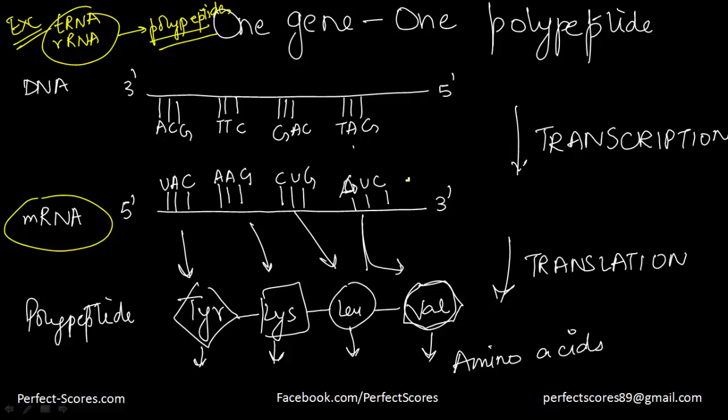And the second exception is that a single gene can sometimes code for multiple polypeptides if splicing occurs. So that is a little detailed concept. So a single gene may code for multiple polypeptides if splicing occurs, which we'll be doing when we talk about advanced genetics and the advanced structure of DNA. So right now you do not need to know about that.